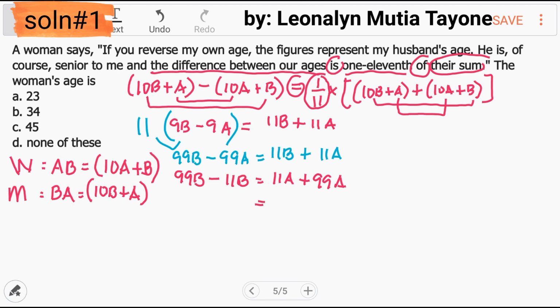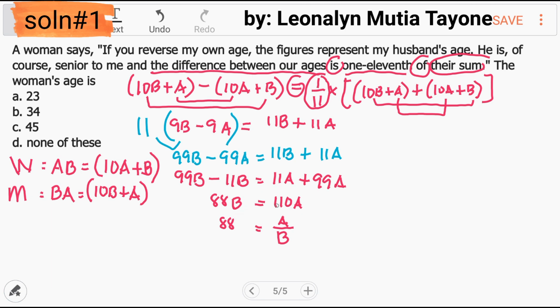Now, 99b minus 11b, and that is equals to 88b. 11a plus 99a, and that is equals to 110a. Now, itong si a, i-keep natin si a dito. Since si b pang-multiply sa 88, pang-divide na siya ngayon sa a. Tapos, i-keep natin si 88.